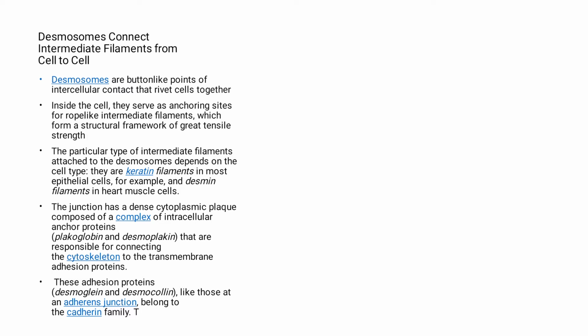The junction has a dense cytoplasmic plaque composed of a complex of intracellular anchor proteins. The plakoglobin and desmoplakin are responsible for connecting the cytoskeleton to the transmembrane adhesion proteins. These adhesion proteins, desmoglein and desmocollin, like those at the adherens junction, belong to the cadherin family. They interact through their extracellular domains to hold the adjacent plasma membranes together.